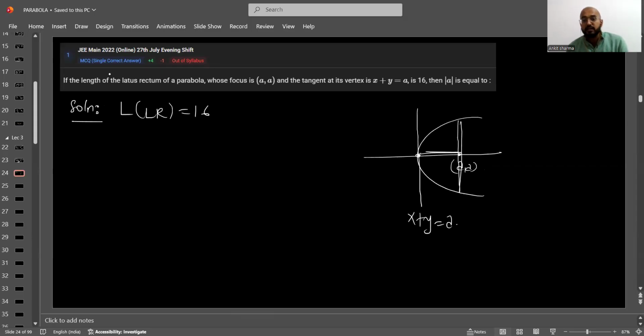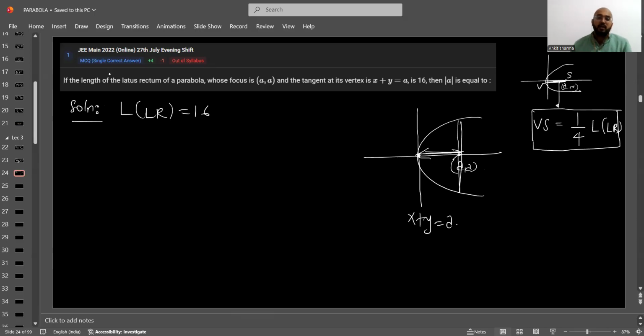And this distance, whatever is there, it is basically one-fourth of it. Because in our standard parabola, this is my focus, a comma 0. So if this is a, then from vertex to focus, VS, is basically one-fourth of the length of latus rectum. So this we should know. Now I'll be using this. VS means the distance between S and V, so I need to find VS. VS is basically the distance of this point from this line.